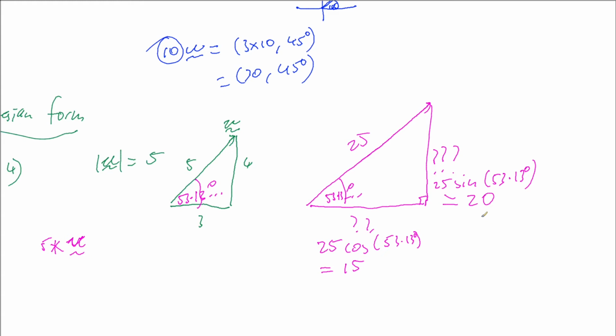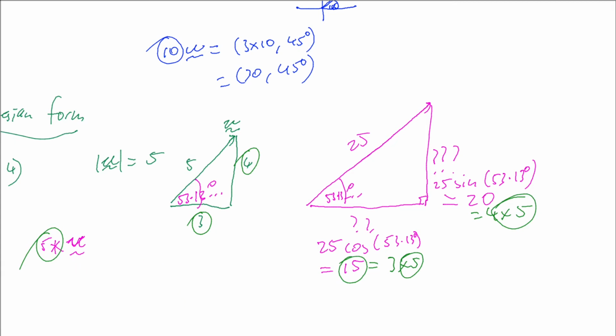And if I go back to my sides here, this side here is 3, and this side here is 15, which is 3 lots of 5. And remember, I was trying to find 5 times u. And here we've got 4 and 20, which is 4 times 5. So my sides have also just been multiplied by my scalar.